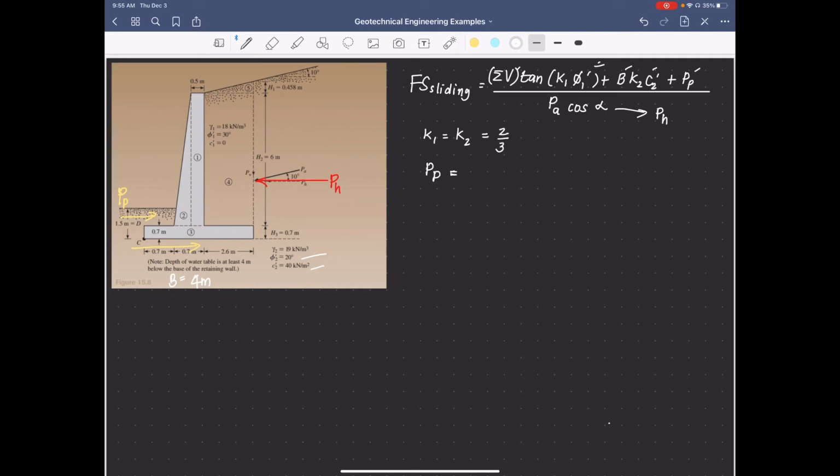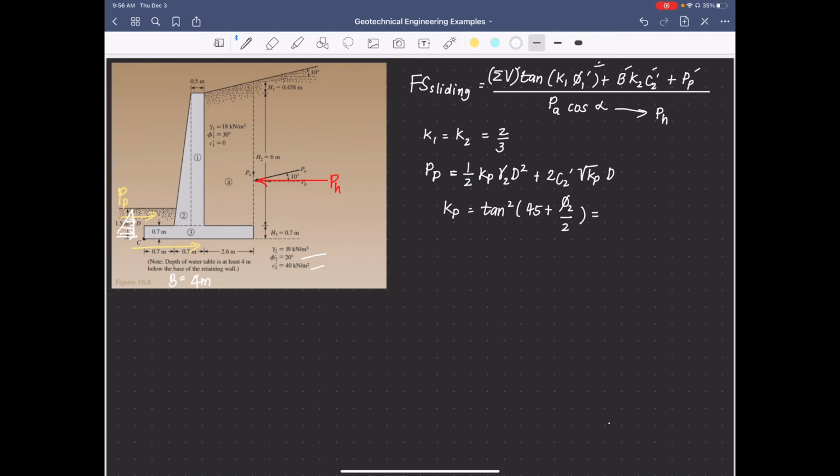From the pressure distribution for the passive earth pressure with cohesion, we already have a formula derived for that, which is equal to 1/2 K sub P gamma sub 2 D squared plus 2 C sub 2 square root of K sub P multiplied by D. So we solve first for K sub P. We can use either formula, but let's just use tangent squared of 45 plus phi sub 2 over 2.